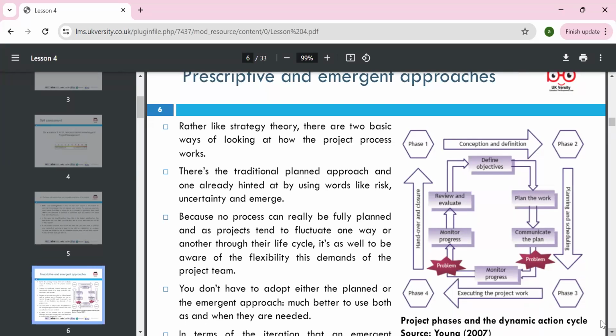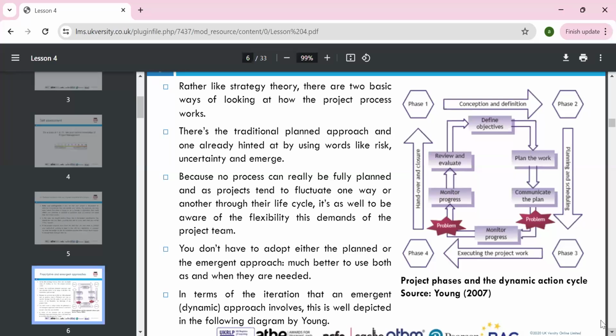Rather like a strategy and a theory, there are two basic ways of looking at how the project process works. There is the traditional planned approach, and the other, already hinted at using words like risk and uncertainty, is the emergent approach, because no process can really be fully planned, and projects tend to fluctuate one way and the other through the life cycle. We discussed in the previous lesson the project life cycle and the finished product life cycle as well. So we can look at the flexibility this demands of the project team.